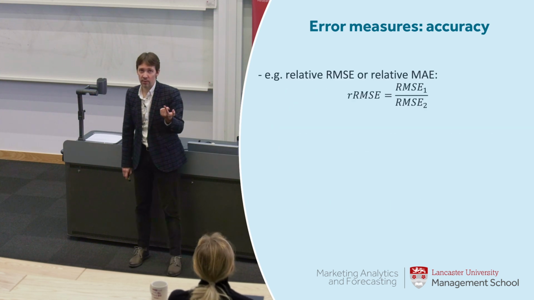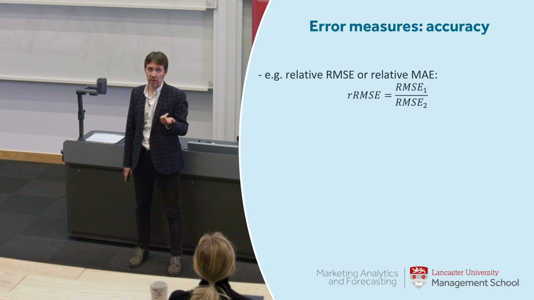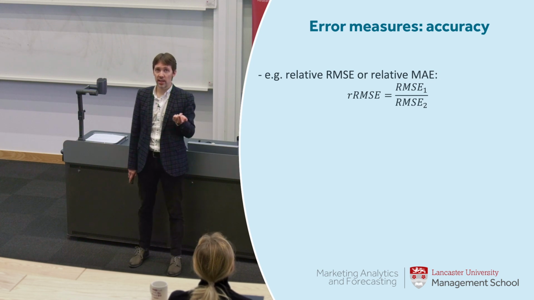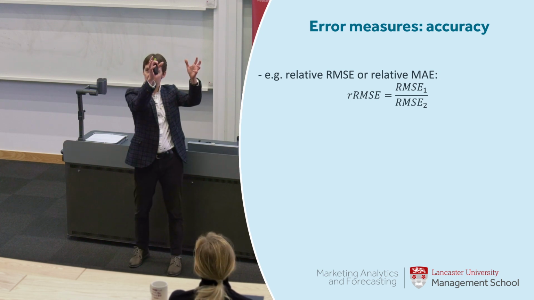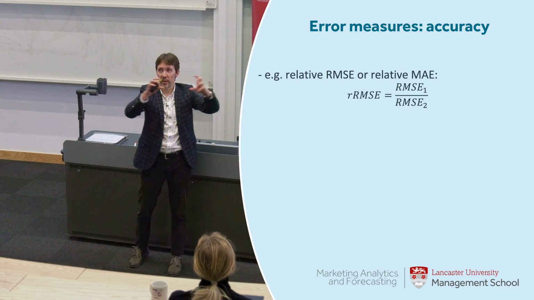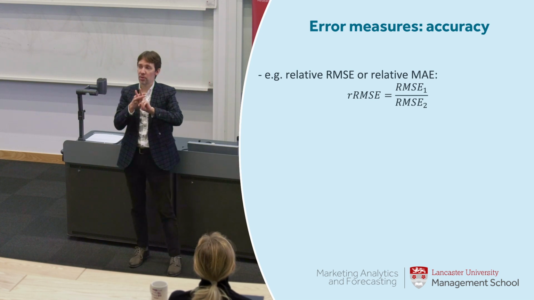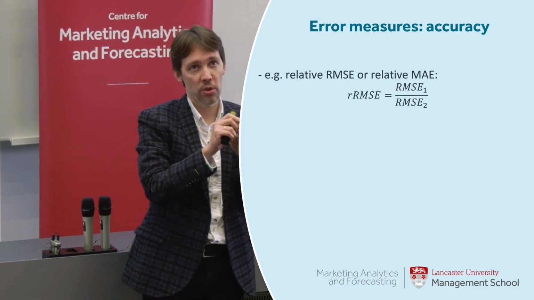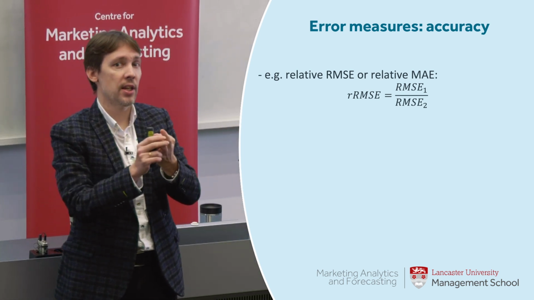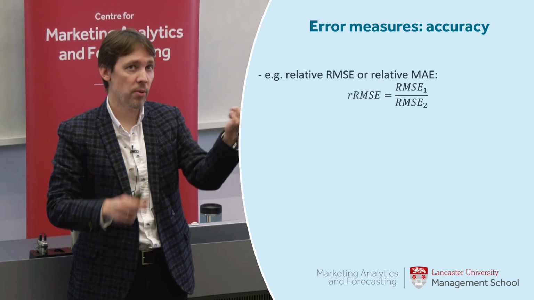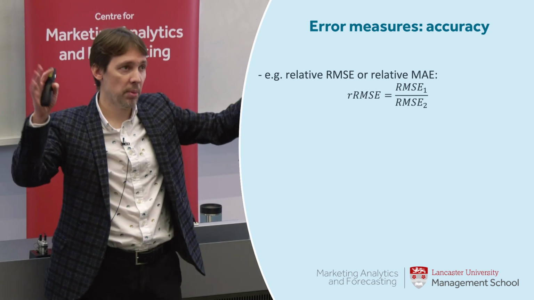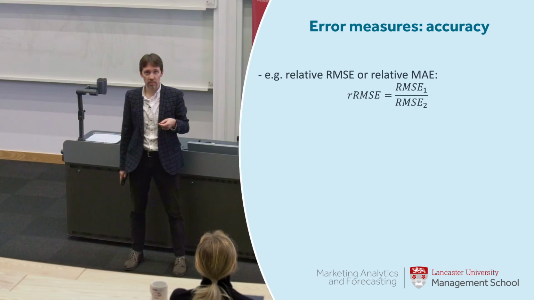We can actually even define specific measures. For example, there is relative RMSSE, where you take RMSSE from one model for this specific time series divided by the other, and you kill two birds with one stone. First, you do the direct comparison, and second, you get rid of the units. So now you can take these error measures and aggregate them across several time series.